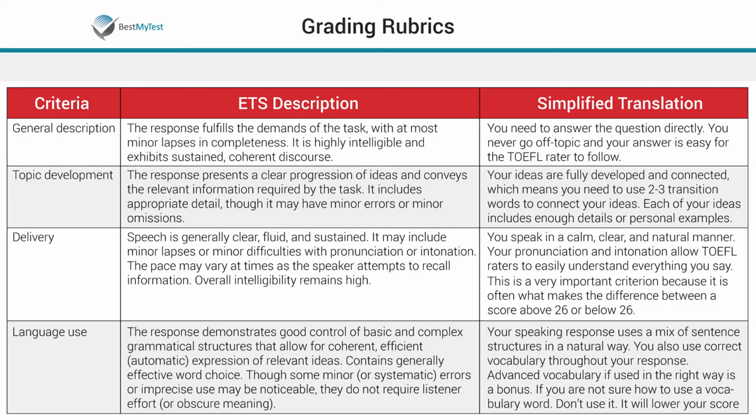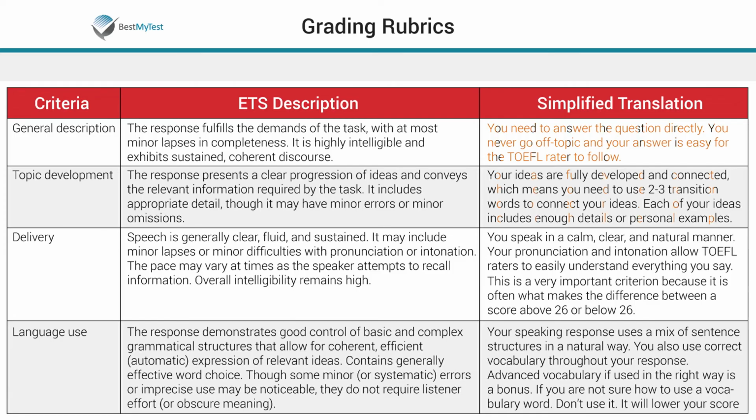So there are 4 main categories, and the first one is general description. And what this means is you need to answer the question directly. You don't want to go off topic, and your answer needs to be easy to follow for the TOEFL rater. Make sure you answer the question.